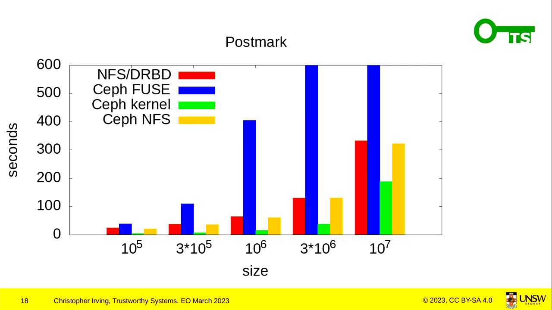So under postmark, we're seeing the Ceph kernel is doing quite well for itself. DRBD and Ceph over NFS are actually doing extremely similarly. I was hoping coming into this that Ceph would just visibly outperform DRBD, but to be doing quite similarly is still pretty good when you consider that Ceph is rather more complex and does a lot more for you.